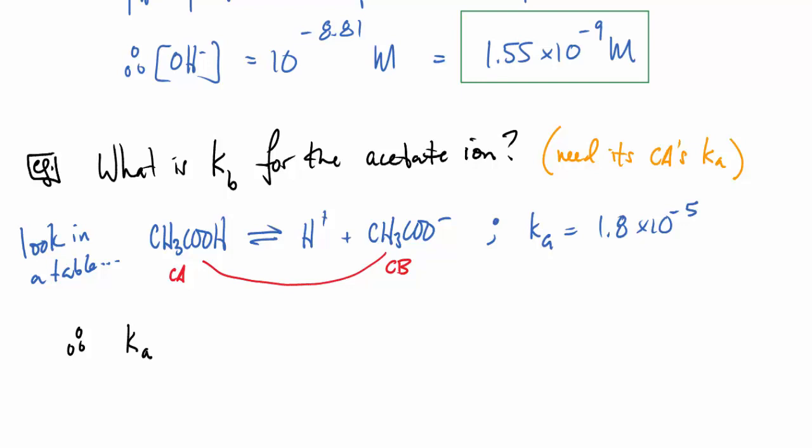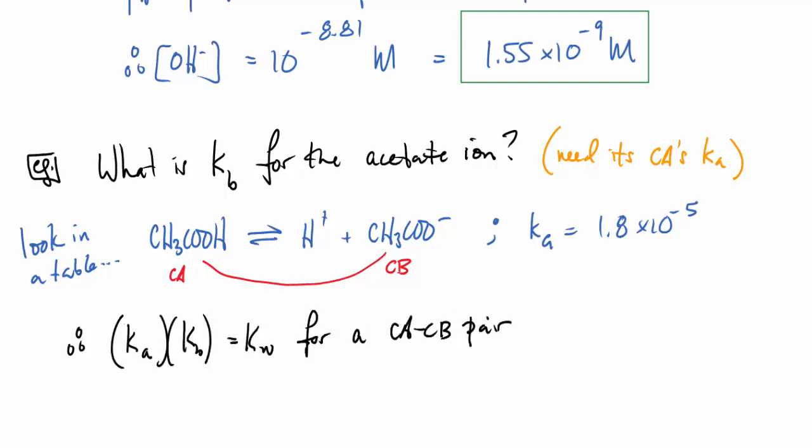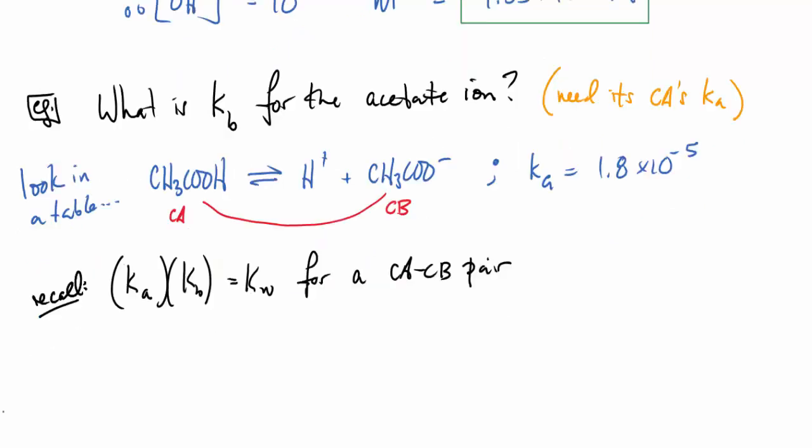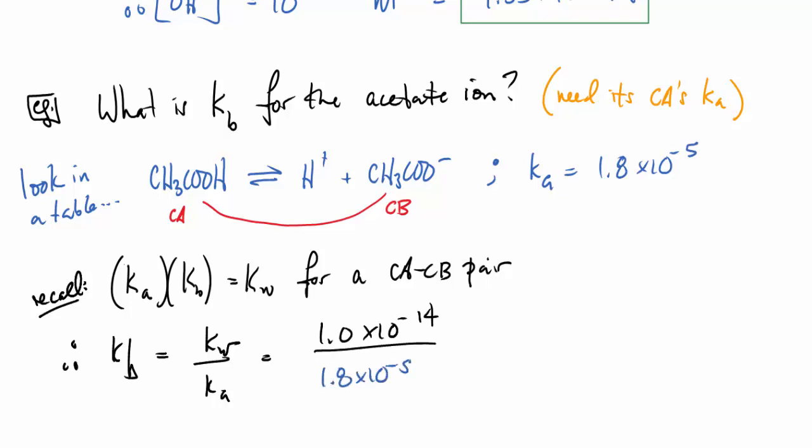So this is a conjugate acid-base pair. Remember, Ka times Kb equals Kw for a conjugate acid-base pair. Just remember that. So we can certainly use this to work out the Kb. It's just going to be Kw divided by Ka. I'll do the numbers here.